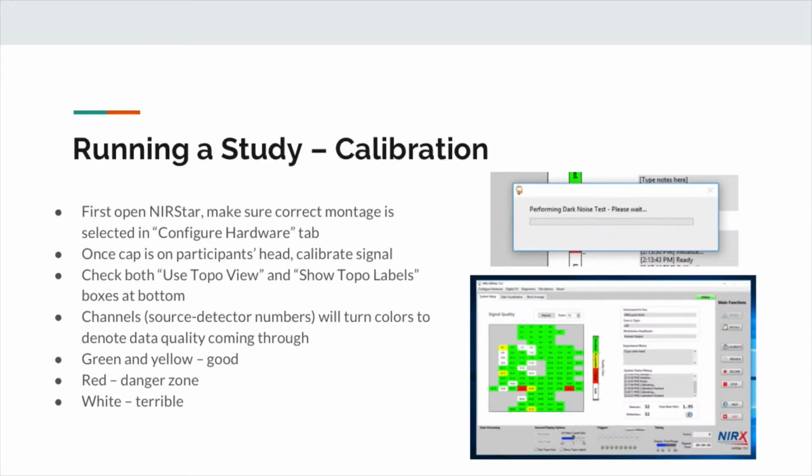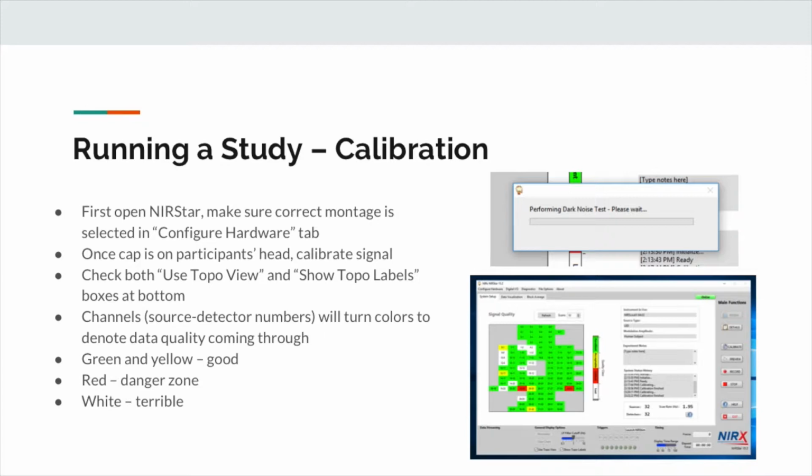When you have your participant all set up, you do what's called calibrating the signal, and this is just allowing the acquisition software to set the gain levels, like how intense the light needs to be in order to make a good quality signal detection for each source and detector pair, and it tells you if you need to fix any optode placements. So first you open NIRS, make sure the correct montage is selected in the Configure Hardware tab, and then once the cap is on the participant's head, you hit the Calibrate Signal button on the right side of the screen there.